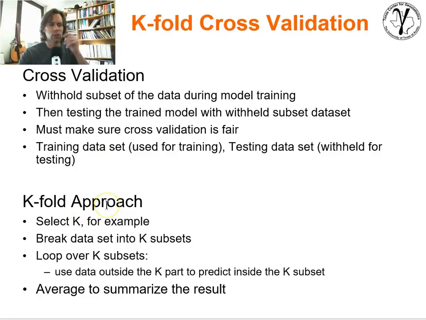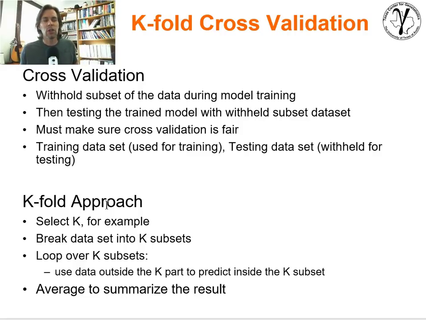The k-fold approach is a little more efficient, because what you do is you select k. K is going to be some number like 10, 5, 3, and you break the data set into k subsets. You're going to loop over those subsets, and for each one of the iterations, you're going to select a different subset to be testing and the remainder to be training. And so this allows us to repeat the training and testing cycle k times.